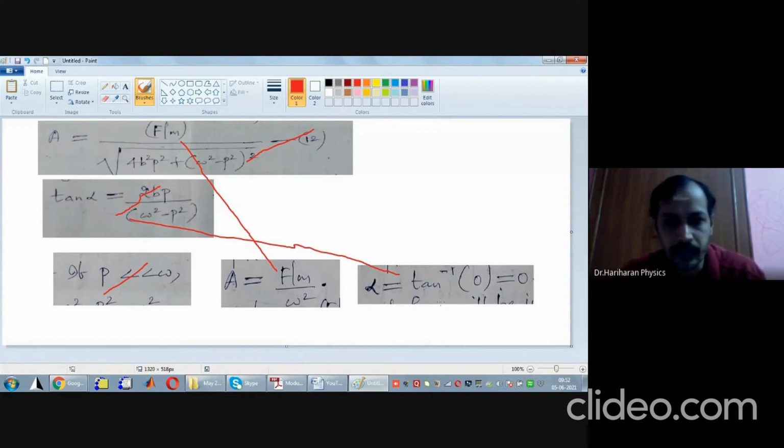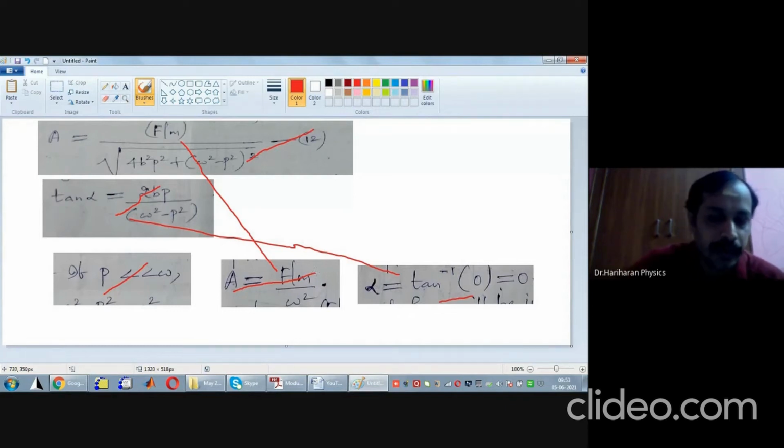What does that mean? From this expression you can see that the amplitude of vibration depends only on F, that is the amplitude of the external force, then mass, and omega. So amplitude will not depend on the frequency P of the applied signal. Amplitude will not depend on P. Also, alpha is equal to tan inverse 0.